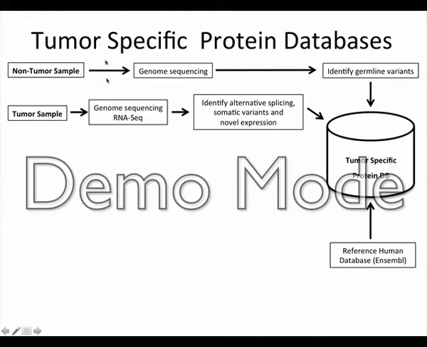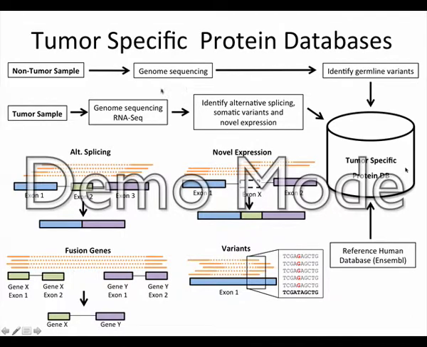Then the tumor sample, which we would use to find alternative splicing within the tumor, somatic variants, and novel expression. And we put all of that into our protein database. So we would have variants, alternative splicing and novel expression, and also fusion genes all thrown in, in addition to our reference database. Together, all of these would be able to identify what we would think is the complete proteome of that tumor.